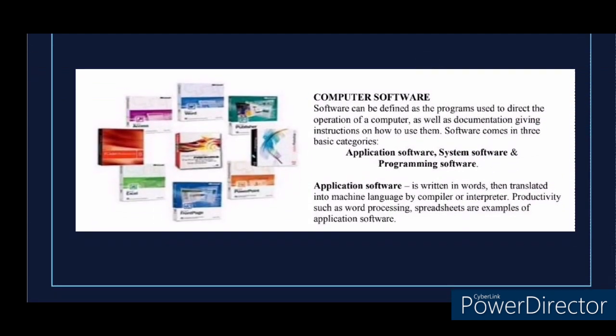So, computer software. Software can be defined as program used to direct operations of computer as well as documentations, giving instruction on how to use them. Software comes in three basic categories. We have the application software, system software, and programming software. So, application software is written in words, then translated into machine language by compiler or interpreter. Productivity such as word processing and spreadsheet are examples of application software.